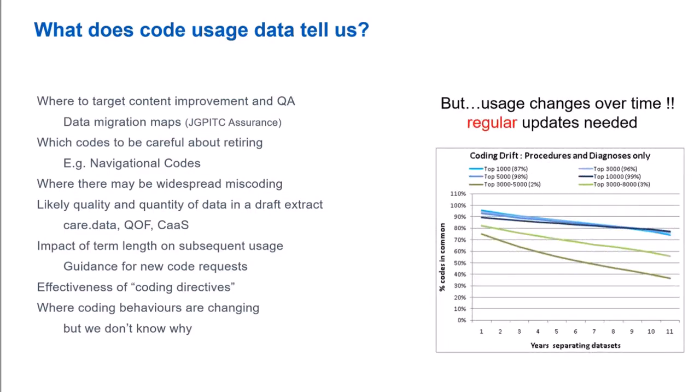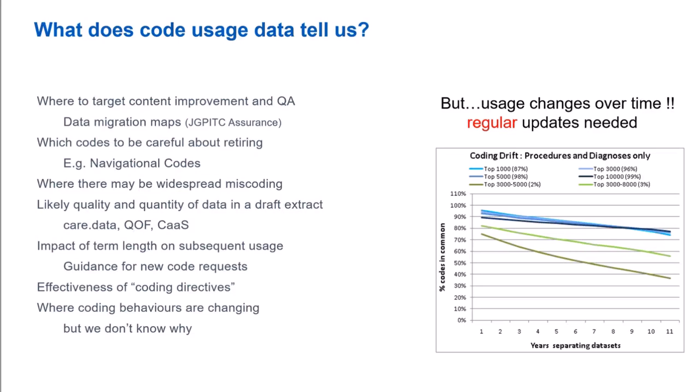So when we get all this code usage data from the suppliers, one of the things that leaps out straight away is that there is clearly coding drift going on. We now know usage changes over time. So this graph on the right-hand side is plotting a number of things.